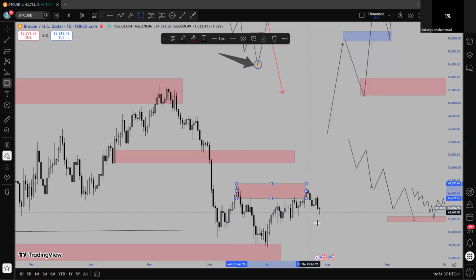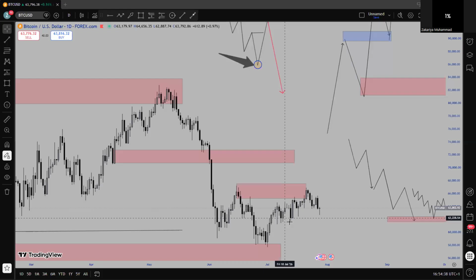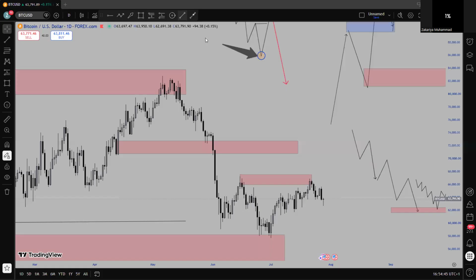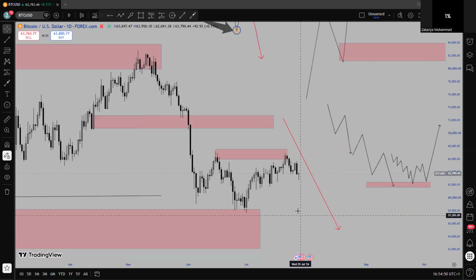So these are the zones that we expect price to come into before we expect a corrective move to come from, before we expect an impulsive move to come to start buying. That means we know that the impulsive move is the original move of the market.